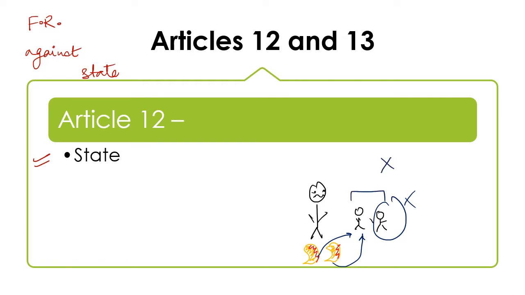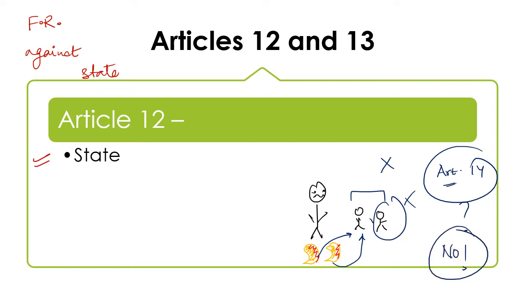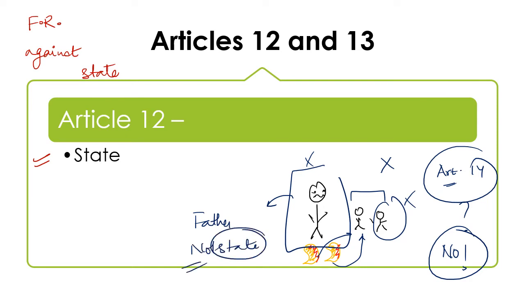The answer is no. So does that mean his right to equality under Article 14 has been violated? The answer to this is no, because the person who has violated it is not the state. This father is not the state, right? And the fundamental rights are available only against the state. Largely, there are some exceptions. I will talk about it in a bit. But largely, the fundamental rights are only available against the state. Therefore, this is not a violation of Article 14.